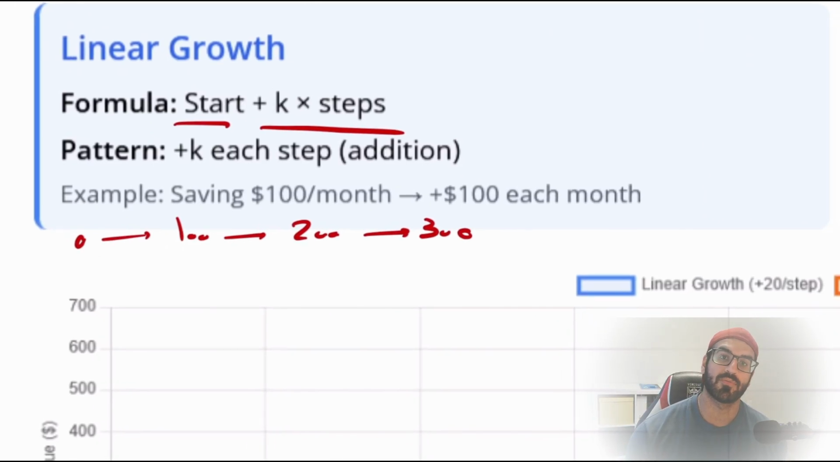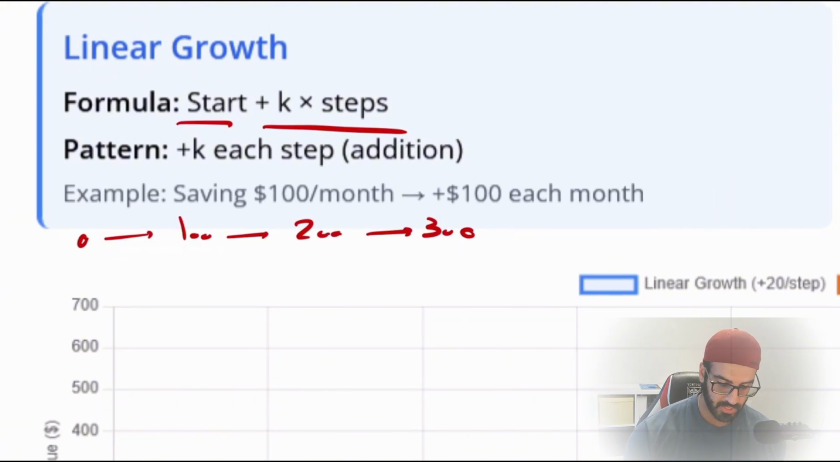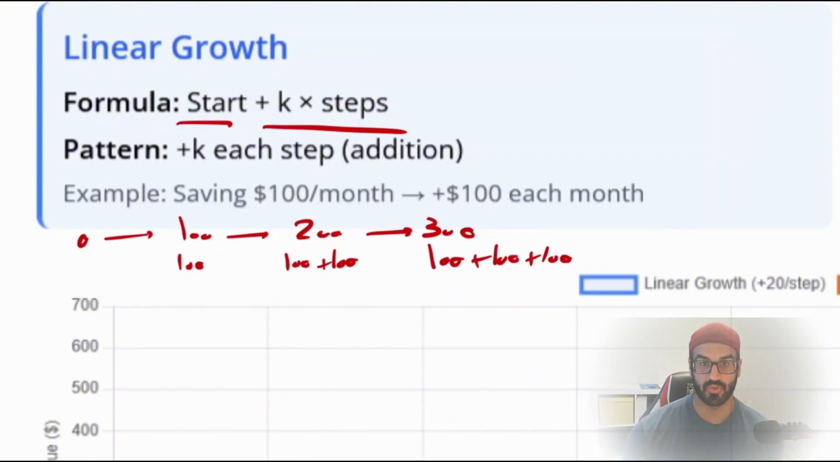By the way, why use multiplication? As you can see, 100 two times, 100 three times. When we have the same number, and we add it up by itself, we use multiplication.